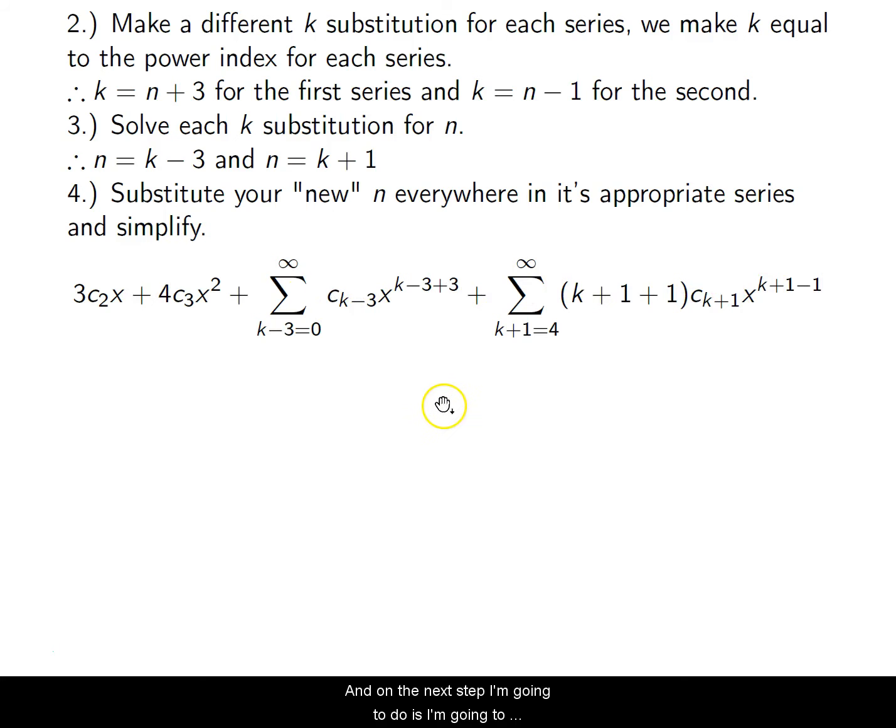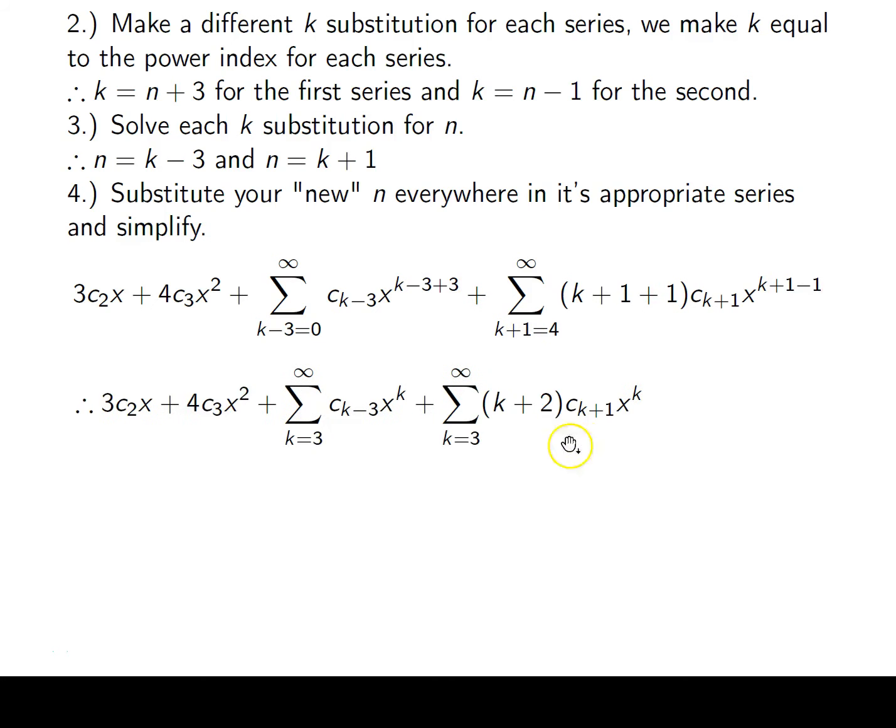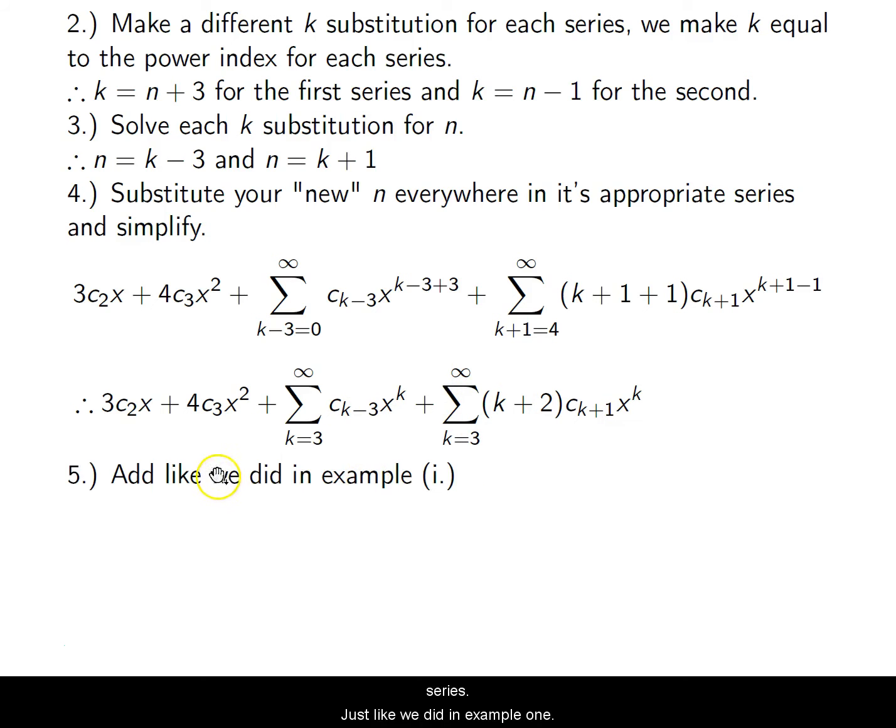On the next step, I'm going to simplify all these values. I will add the 3 over. This will disappear. I'll subtract the 1. I'll combine this, and I'll move this over. Now my indices match on my series, and my powers of x all match up as well. So now I can combine these down into a single series, just like we did in example 1.